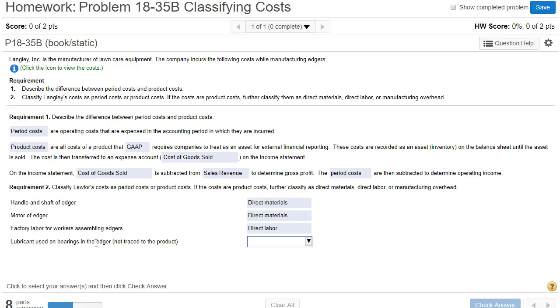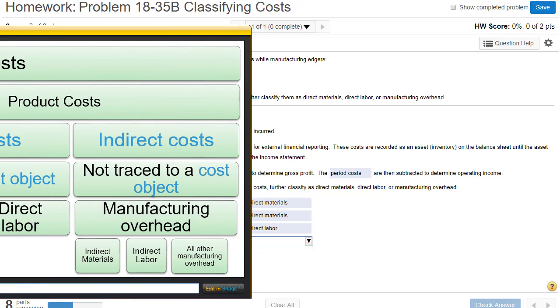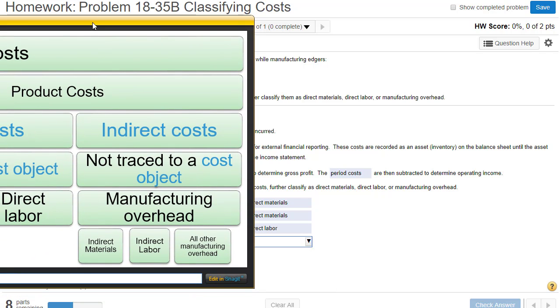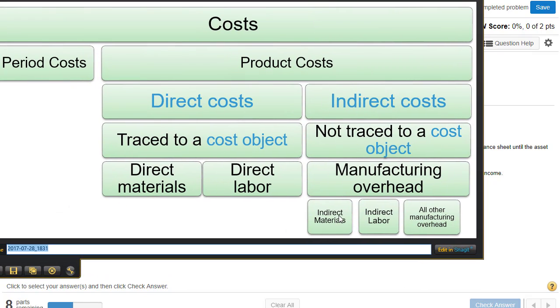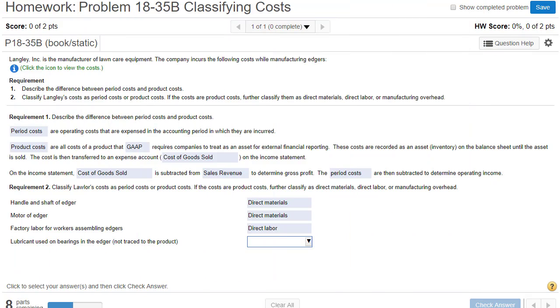Lubricant used on bearings in the edger, not traced to the product. So what they're telling you is that we've got lubricant that's being used in the edger, and they're not specifically measuring how much lubricant is used on each one, because, while they could, it's not economically feasible. It's too expensive, and you get such little information out of it. So this would be an indirect material. Now, indirect material is not on this list, so remember, indirect materials fall right here under manufacturing overhead.